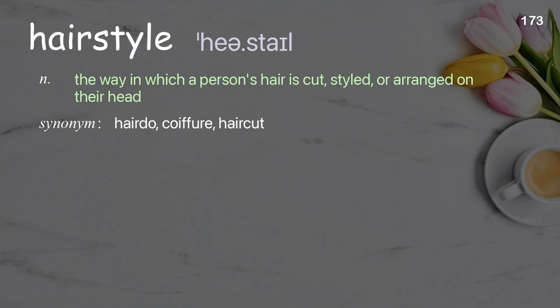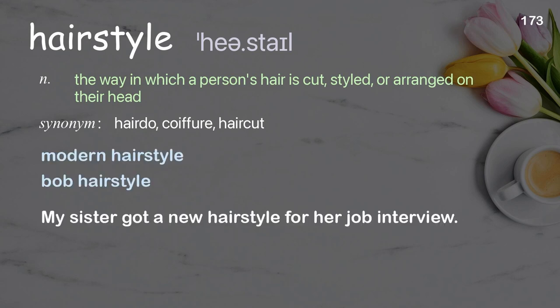Hairstyle. The way in which a person's hair is cut, styled, or arranged on their head. Examples: modern hairstyle, bob hairstyle. My sister got a new hairstyle for her job interview.